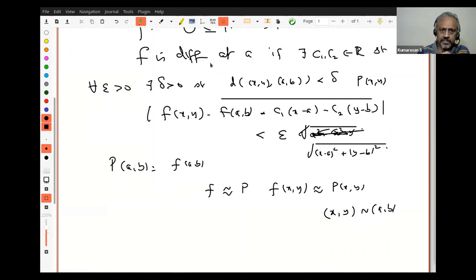So if I want to say differentiable at A, then there is a lot of work for me to do. What is that? I have to first say there exist some constants C1 and C2. That's not enough. They have some property. What property? Once you give me C1, C2, I can form this polynomial P(x,y). Then I want to look at f(x,y) minus P(x,y) and say something about it. It goes to 0 faster than the distance between (x,y) and (a,b) goes to 0. That we formulated in terms of epsilon and delta.